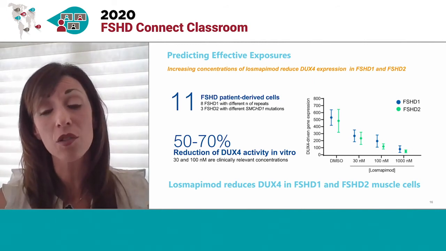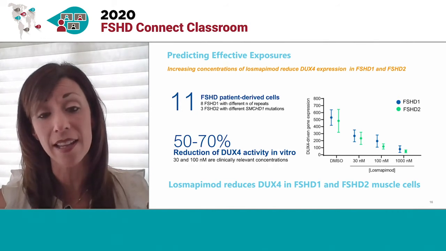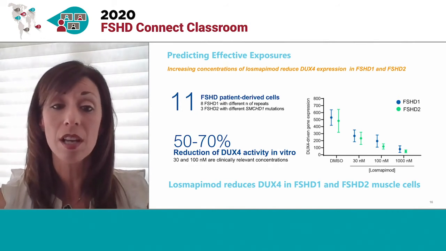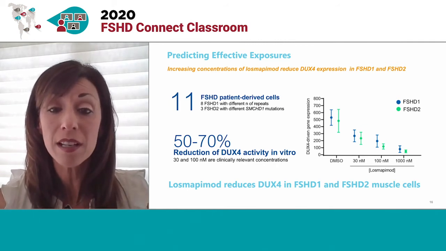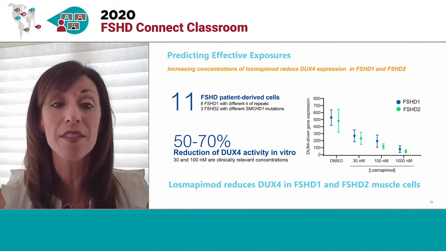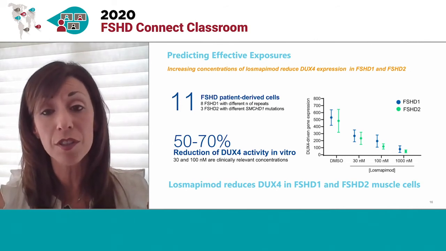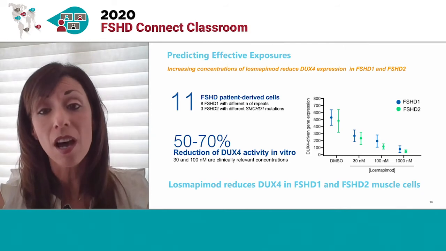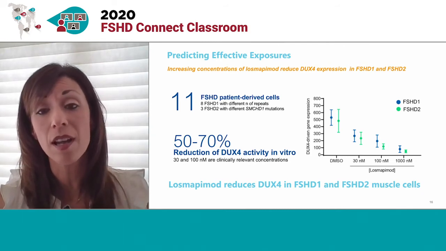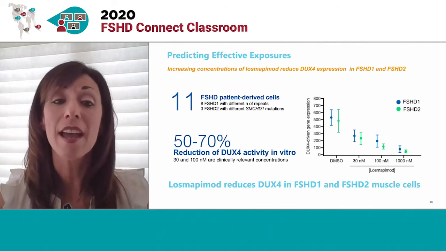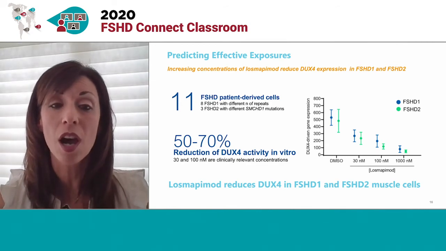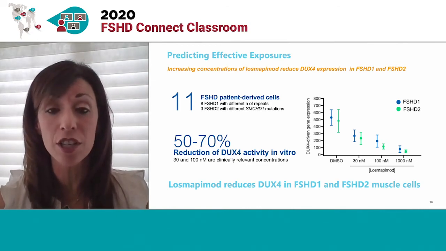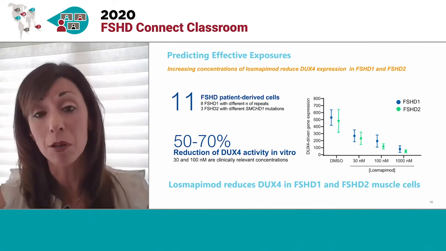When you look at this graph on the right, on the x-axis again is the losmapimod concentration, and on the y-axis is the DUX4-driven gene expression. You can see that with increasing concentrations of losmapimod there is a decrease in DUX4-driven gene expression, regardless of the type of mutation that an FSHD cell line has, and that this decrease occurred at 30 and 100 nanomoles, which are clinically relevant concentrations that we can achieve in people.